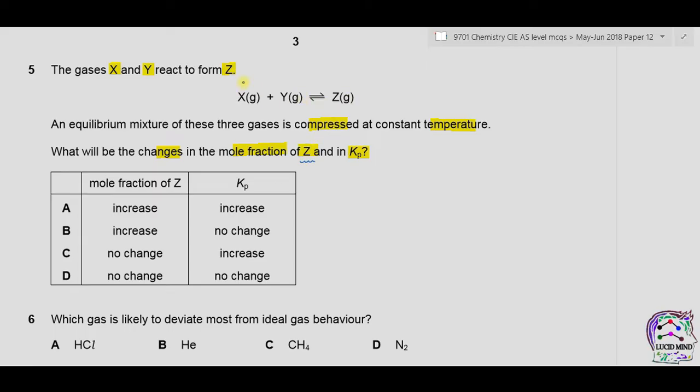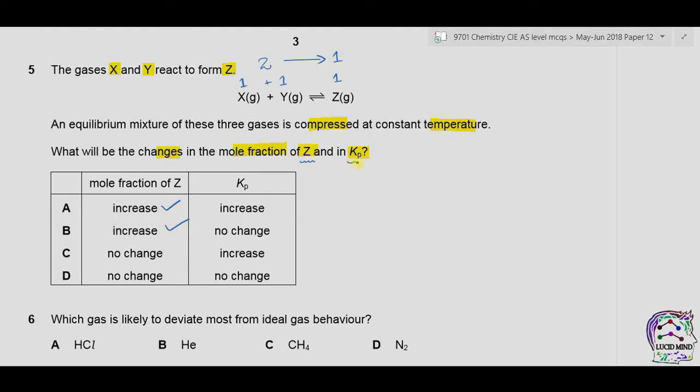Now we can see that we have 1 mole of X and 1 mole of Y, which combine to form 1 mole of Z. Now the number of moles of reactant is 2 while the number of moles of product is 1. So at higher pressure, when the gas is compressed, the equilibrium will move in the forward direction, from more number of moles to less number of moles. Therefore the mole fraction of Z will increase.